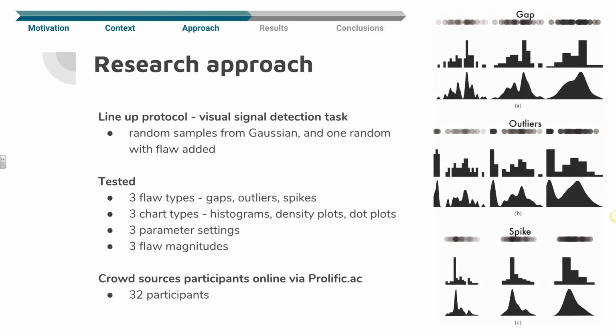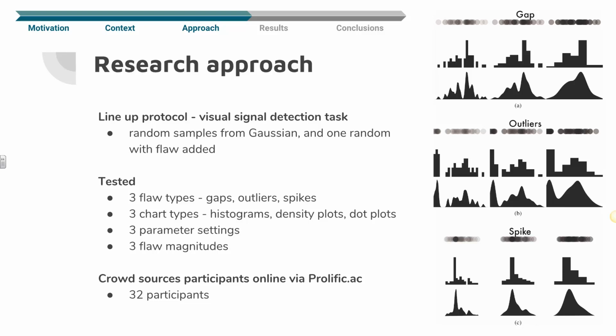So they used a lineup protocol, which basically presents the participant with a set of data visualizations that are all random samples from the same distribution, with one of them having some added flaws. And then it asks the participants to pick out which one of the visualizations has the flaw.